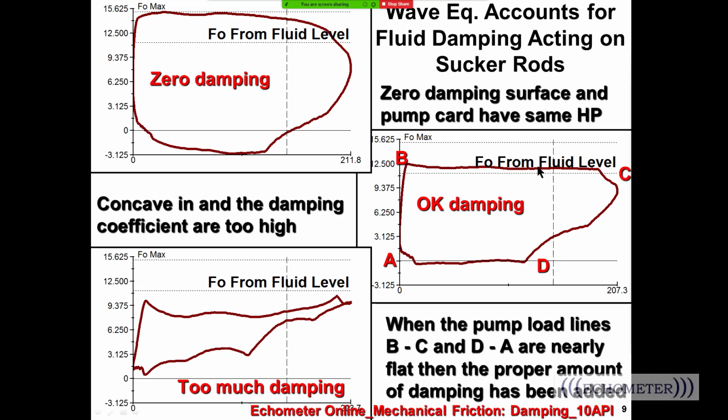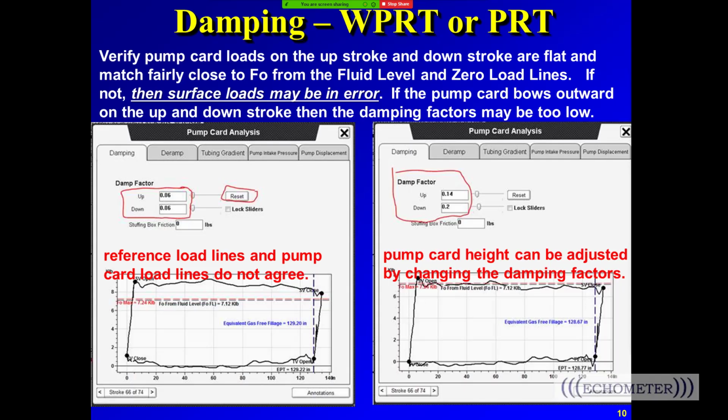And you can tell when it's too much or not enough just by it being concave inward or concave outward. Now, we're also going to have some example files available, and this is the name of the file: damping_10API. It's a 10 API gravity crude, and we'll have that online on the Echometer webpage. You can also download the example TAM files, and we'll talk about those. We'll look through some of these at the end of the class.